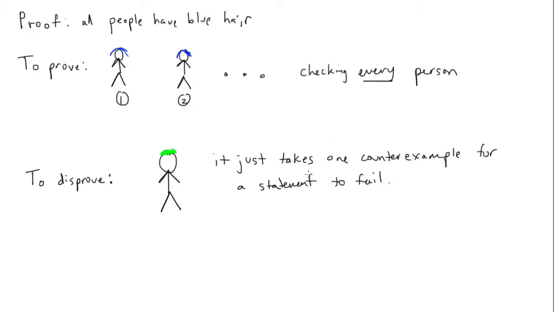In the context of the vertical line test, that would mean that it takes only one vertical line that intersects a curve more than once for that to fail the vertical line test and for it to not be a function. So the moral of the story here is it just takes one counterexample to disprove something, but you have to look at every single case to prove something.